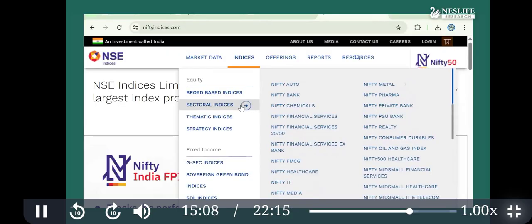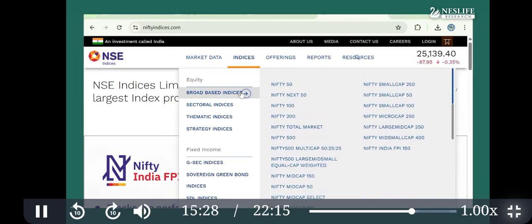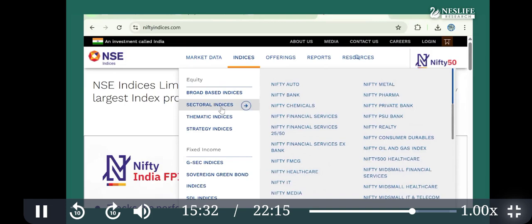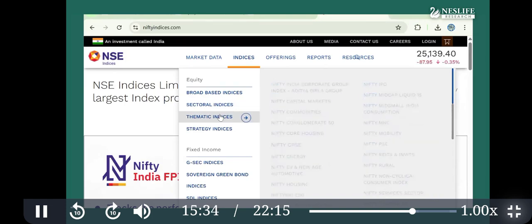Okay. The next category of index is sectoral indices. That means Nifty Auto will have only automobile companies. Nifty Bank will have only bank companies. So there you can say almost 15 to 20 are sectoral indices. In broad indices, all sectors are involved, all types of goods and products. In sectoral, a specific sector. Then there are thematic.